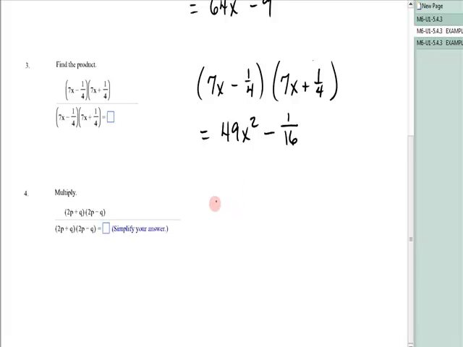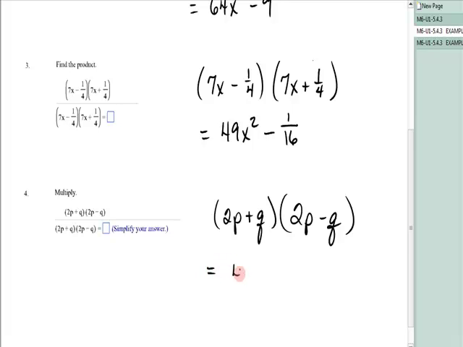Number 4, I have 2p plus q times 2p minus q. Yes, it's a sum and difference. The product of the first, 2p times 2p is 4p squared. Skip the outers and inners. Positive q times negative q is negative q squared.